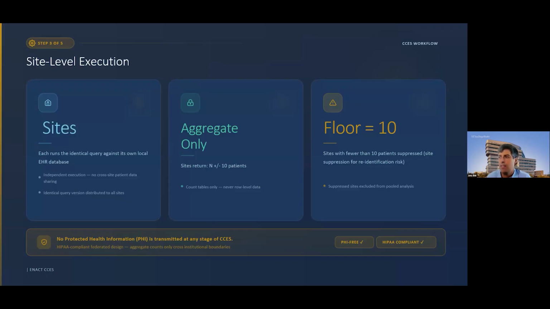Our floor had been 10, with sites that had fewer than 10 patients suppressed. And then sites that gave back only plus or minus 10 patients, 0 to 10 patients, were excluded from the pooled analysis. We couldn't be sure whether those had 0 patients or not.